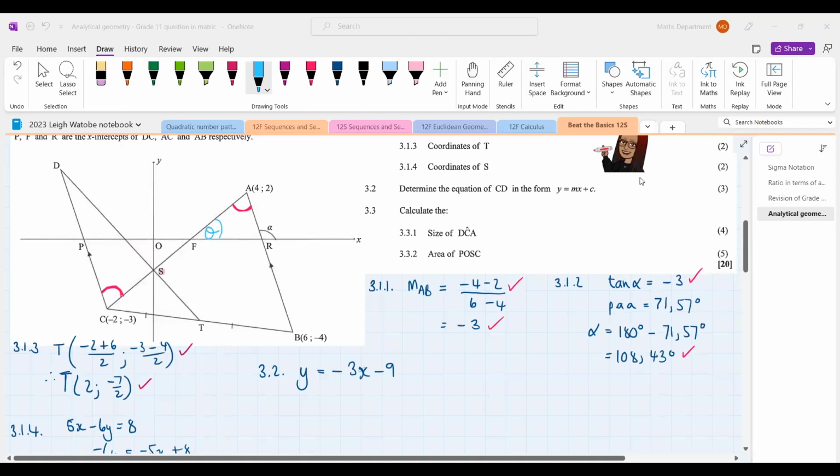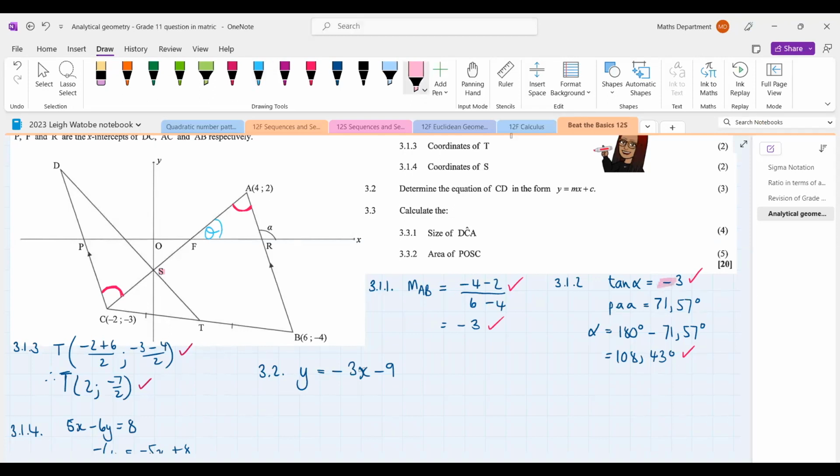Katleho, the gradient of line AB is negative. Over here you can see when we've worked out the gradient of AB, we've got a negative answer. So when the gradient of your line is negative, your angle is obtuse. This angle over here is an obtuse angle, which means it's bigger than 90. Remember, your angles are measured from the horizontal in an anti-clockwise direction. So angle theta is obtuse. Does that make sense, Katleho?